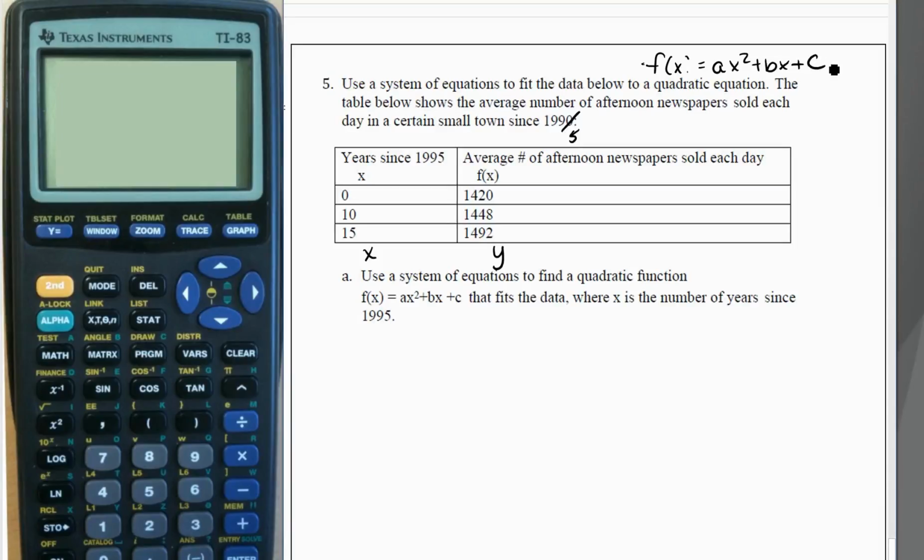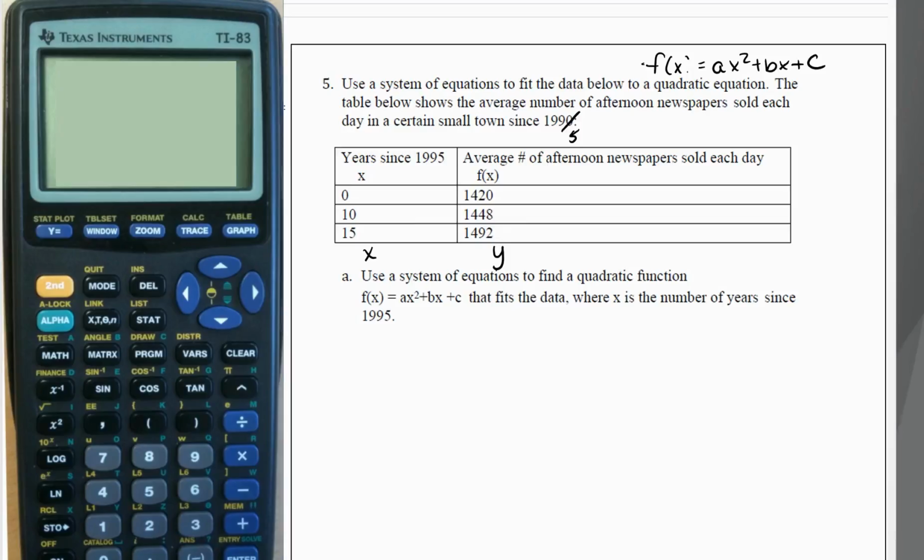The table below shows the average number of afternoon newspapers sold each day in a certain small town, and it should be since 1995. So we've got our year since 1995, where 0 would be 1995, and then the average number of newspapers sold each day. Those are going to be our y's, our f of x's, and we're going to plug those in for f of x, and plug this in for x, and we'll get 3 equations.